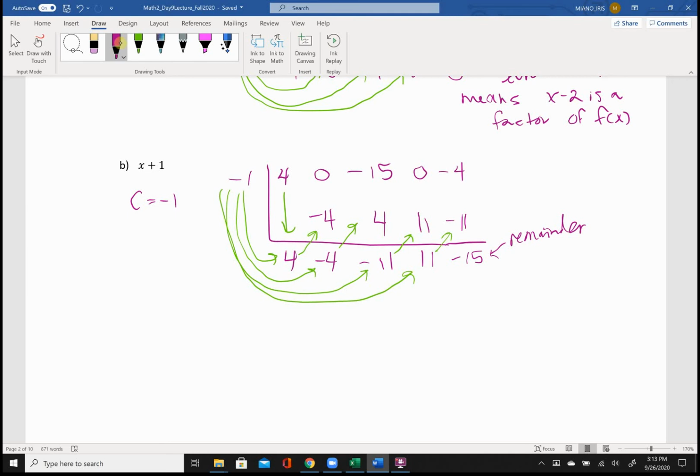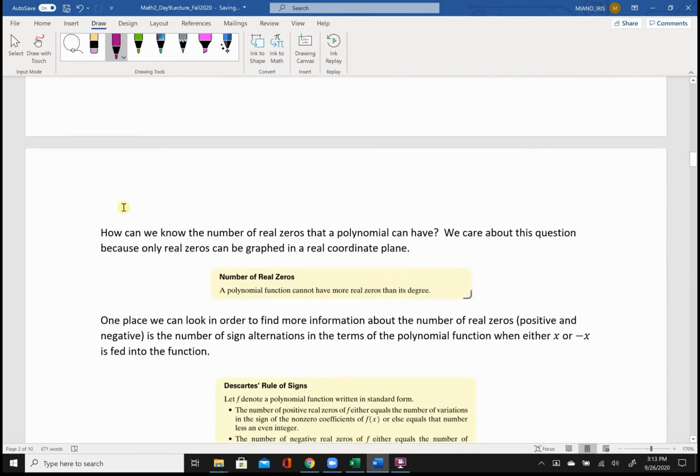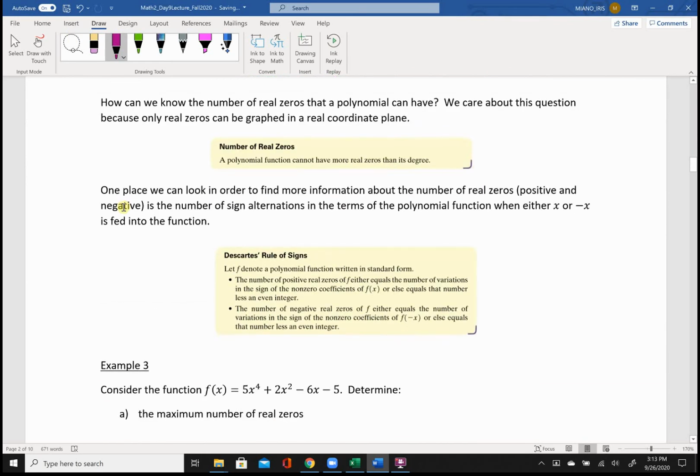So this remainder being non-zero means that x plus 1 is not a factor of f of x. Cool, cool. Moving on. We've got lots to cover, so I'm just going to go straight to the next thing without a lot of preamble in between.